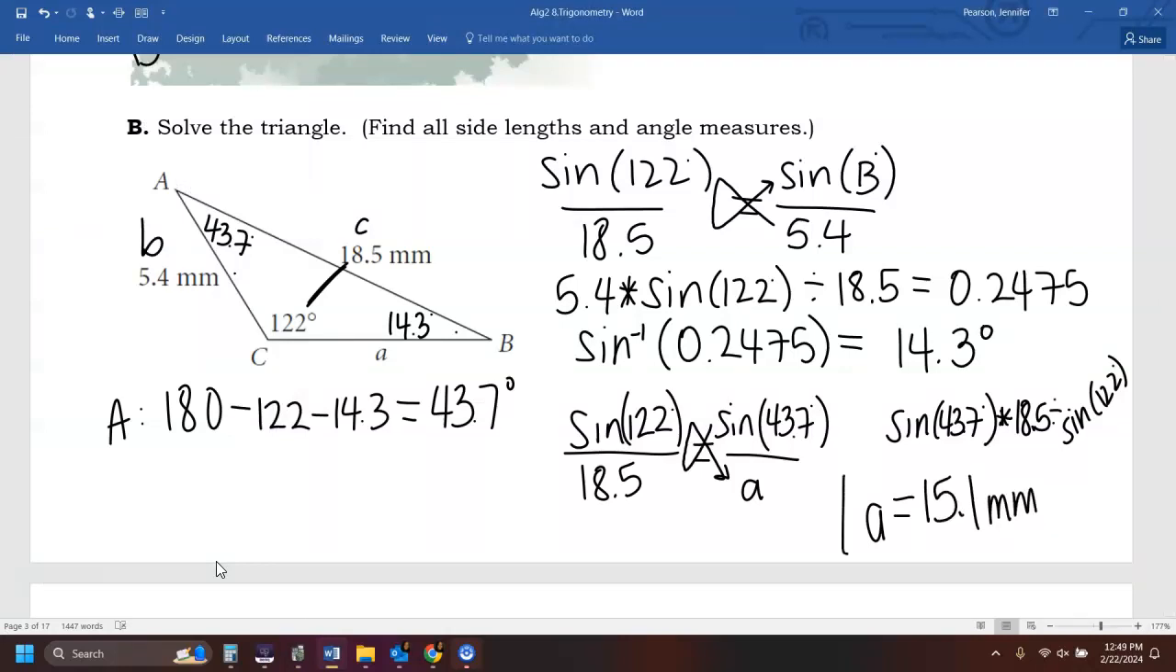And so now we have our three answers. We figured out little a, we figured out big B, and we figured out big A.